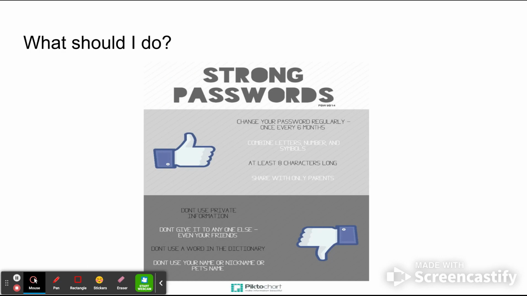What should I do to be safe and secure? Strong passwords, update software, two-factor authentication, back up your personal data, and be careful about what Wi-Fi routers you join.